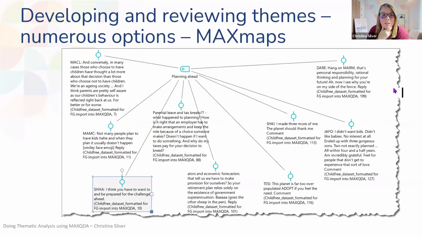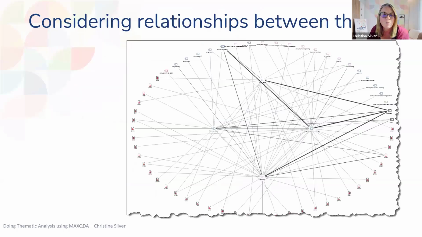I also find maps really useful for developing and reviewing my themes. So here's an example of one code that's called Planning Ahead. And in there, I've got actual segments of data that have been coded there, and I can move those around and start thinking about, okay, well, are there differences going on at the level of the segments in relation to this code Planning Ahead? And I can start to visualize and think about that here. And I can also generate models in MAXMaps to illustrate patterns and relationships, strengths of associations between themes or codes within the segments themselves.